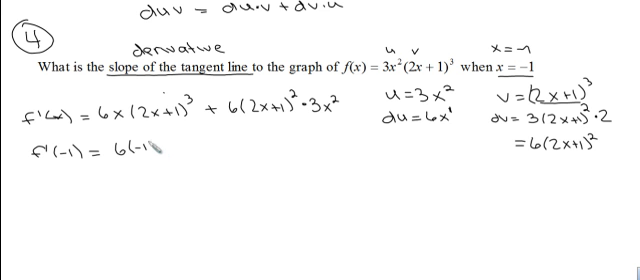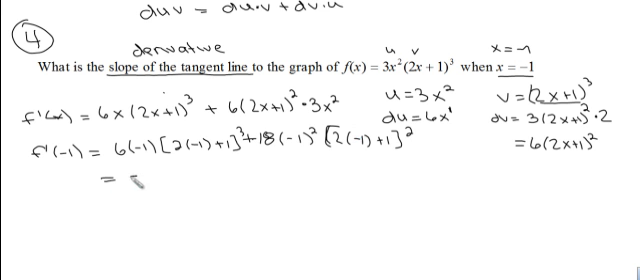So I'm going to have 6 times negative 1 times (2 times negative 1 plus 1) to the third power. 6 times 3 is 18. And then we have (2 times negative 1 plus 1) squared. So we're going to have negative 6. Negative 2 plus 1 is negative 1. We're going to have 18. Negative 1 squared is just 1. So we're going to have negative 2 plus 1.